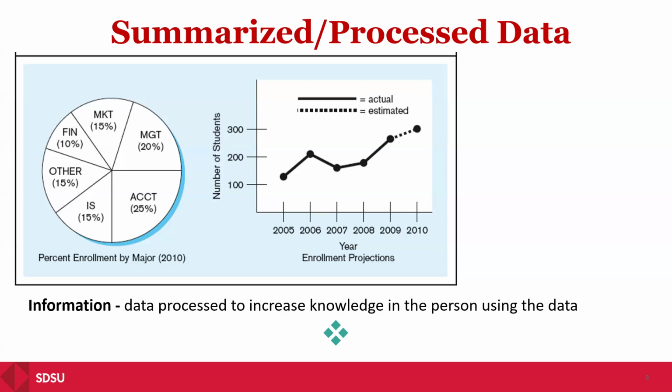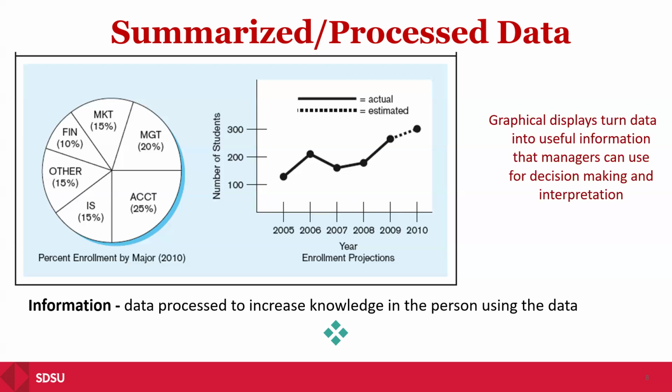So this brings us to the second definition, called information. Information is data processed to increase our knowledge, the knowledge of the person who is currently using the data. So that's information. Information is summarized or processed data. Now here's a graphical display of how we turn the data into useful information that can be used to make business decisions.